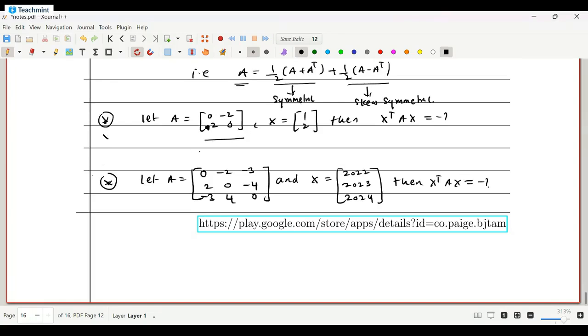Here A is a symmetric, skew symmetric. Yes, A is a skew symmetric. So if A is a skew symmetric, then if X is any column matrix, then X transpose AX is always equal to 0, irrespective of X.